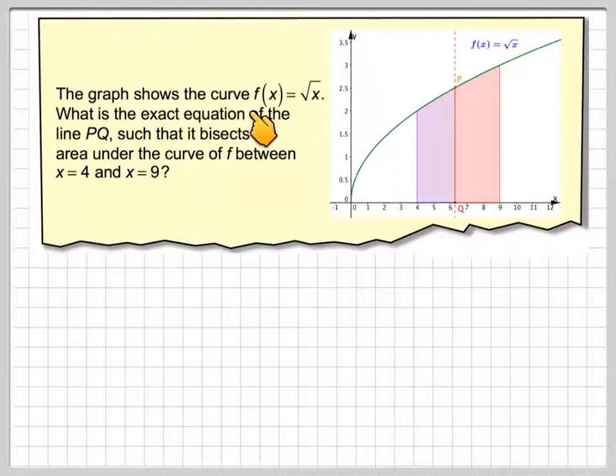The graph shows the curve f of x is equal to the square root of x. What is the exact equation of the line PQ such that it bisects the area under the curve f between x is equal to 4 and x is equal to 9?